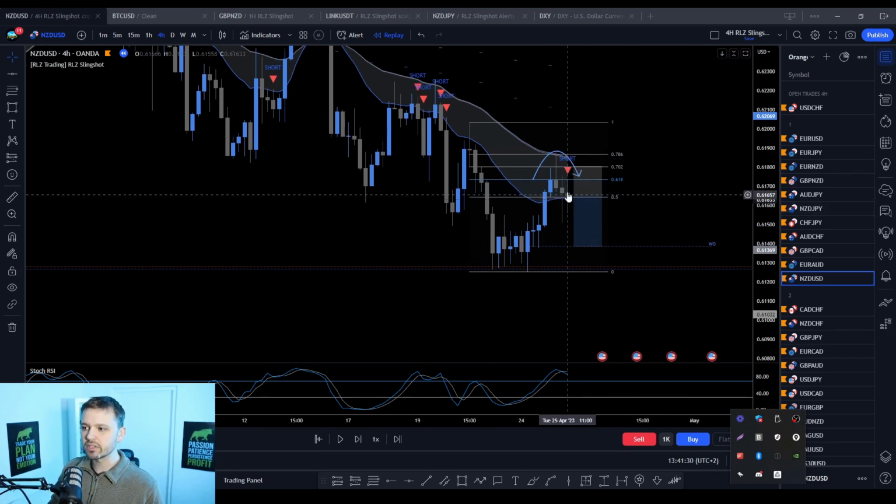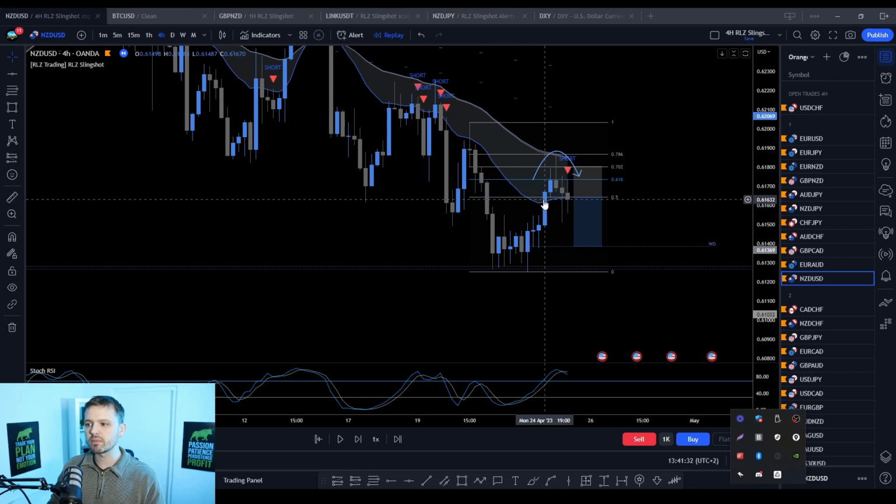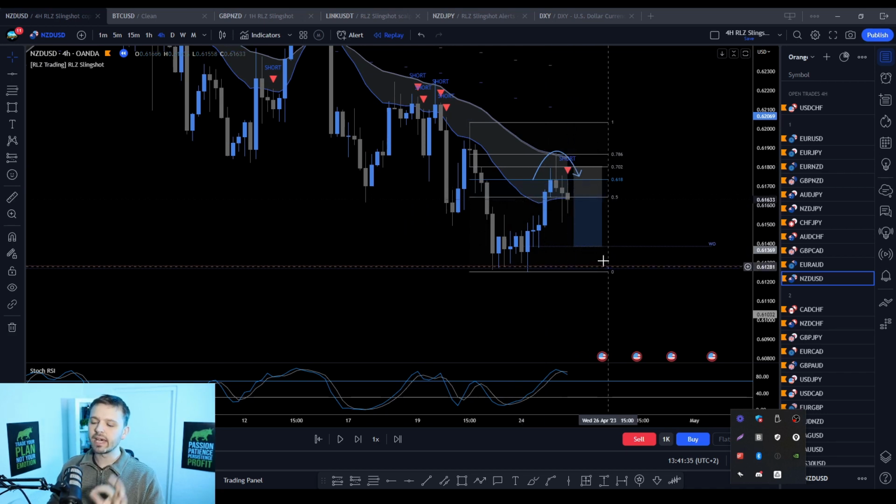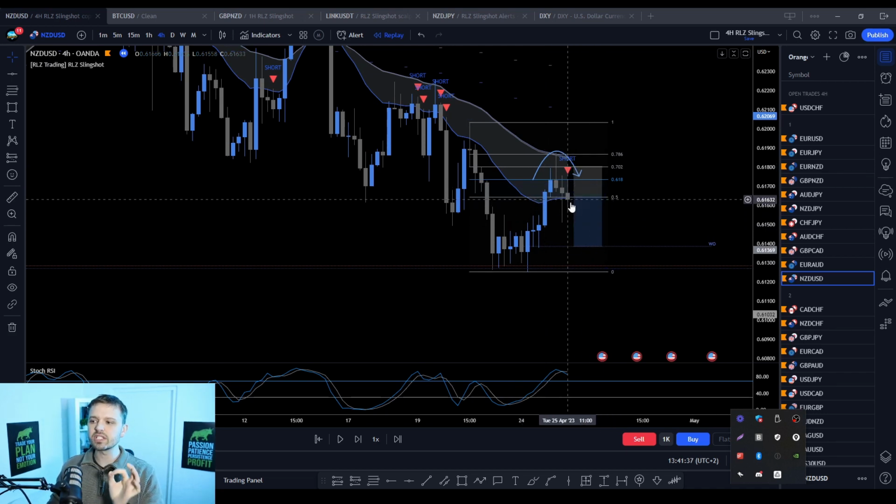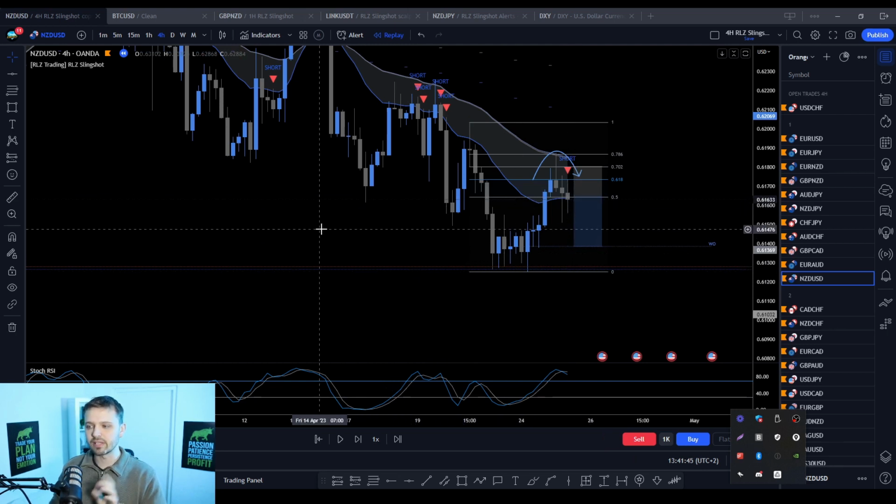The short signal just triggered. We had not confirmed this trade because we had that rounded top, and the confirmation needs to happen. The candle that confirms the setup needs to close below the 50%, because the 50% is going to be our entry point. Now let's see what happens.